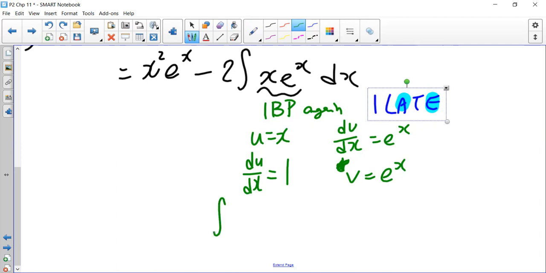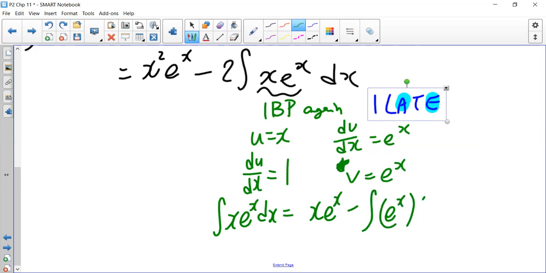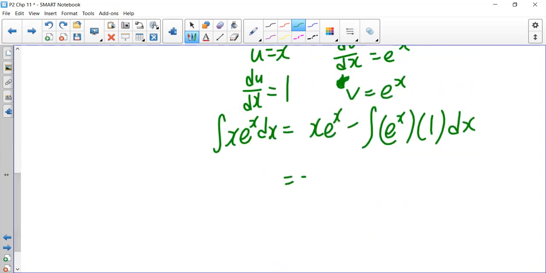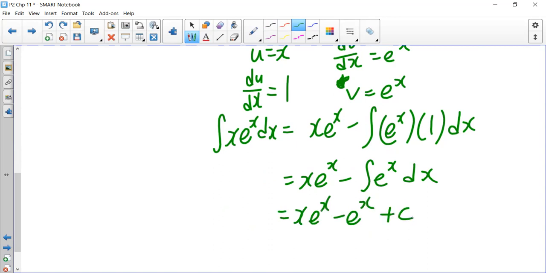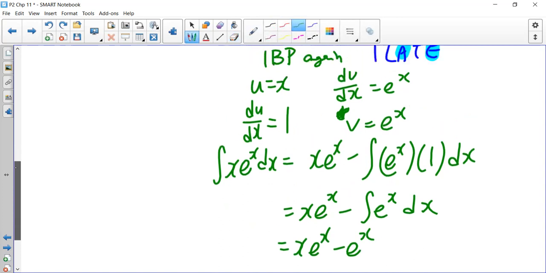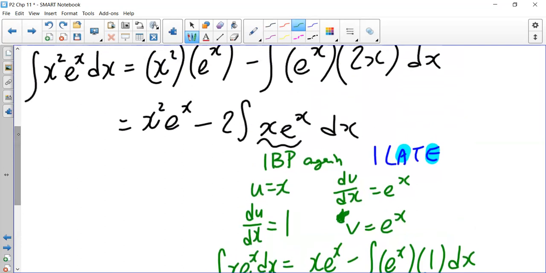So the left-hand side is the integral of x e to the power of x dx equals, you remember the formula? uv minus the integral of v times du by dx. So which leaves us as x e to the power of x minus the integral of e to the power of x dx. And we know the integral of e to the power of x, don't we? Which is simply e to the power of x, and then we have plus C. I reckon we can ignore the plus C for now because we have to put it back into the original function. So after we've done that, this x e to the power of x term, we can replace it.